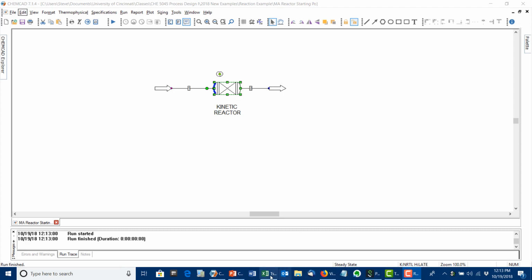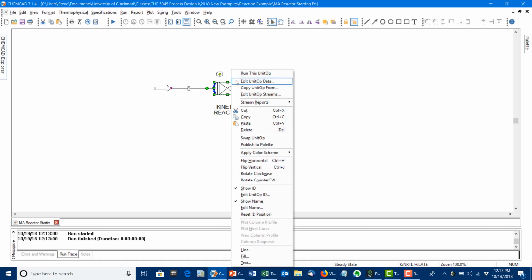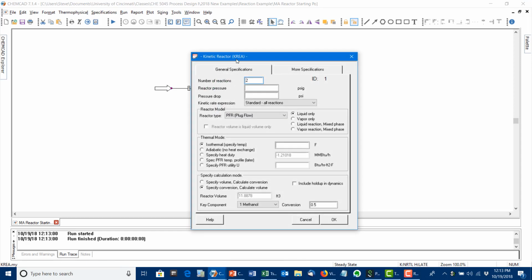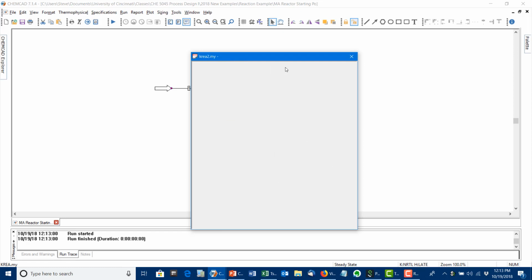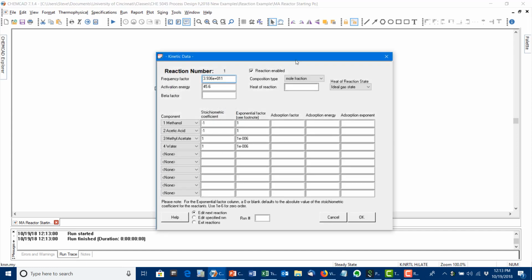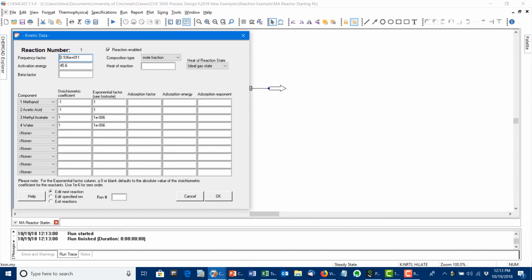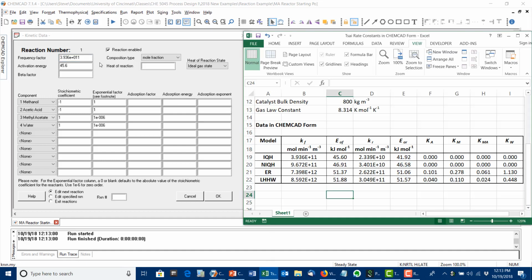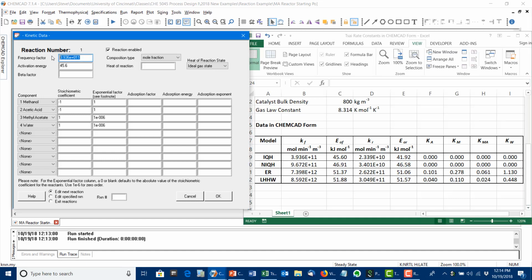Now let's take a look at implementing the non-ideal quasi-homogeneous model. We'll again edit our kinetic reactor data. Number of reactions doesn't change. None of these first page parameters change. We're still using the same reaction engineering units. So all we need to do is update the parameters in the individual reaction equations. So for the forward reaction, the pre-exponential factor becomes 9.672 times 10 to the 11. The activation energy becomes 46.91. And we need to change the composition type to activity now.